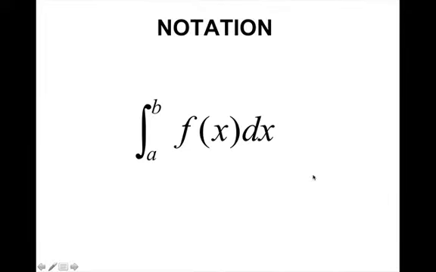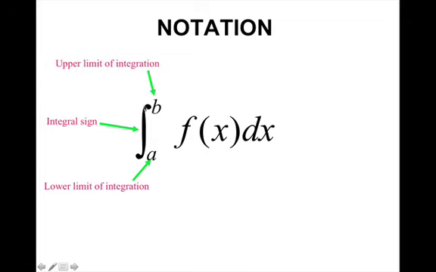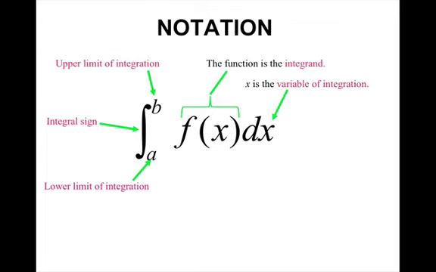So the notation for the definite integral. This is my general notation for a definite integral. This lovely elongated S or curlicue is called the integral sign. The a is your lower limit of integration. b is your upper limit of integration. The f of x, that is the function, and we call that the integrand. The x in dx is the variable of integration.